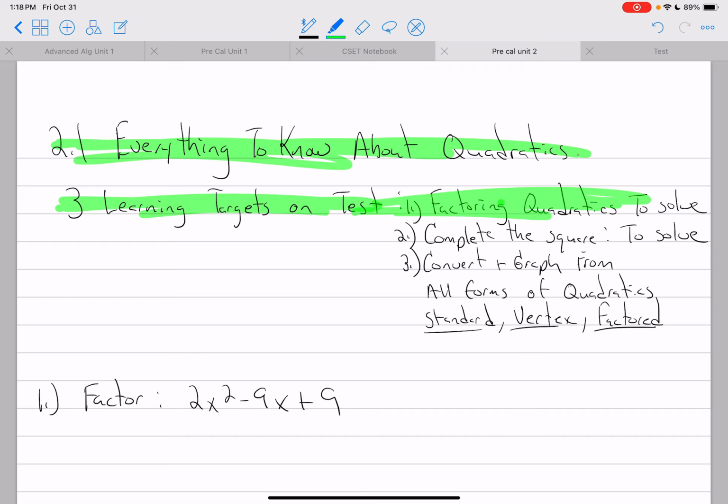1, can you factor quadratics to solve them, to find the roots, to find the x-intercepts? That's all the same thing. 2, can you complete the square to solve quadratics, to find the roots, to find the x-intercepts? All the same thing. And 3, can you convert and graph from all forms of quadratics? Meaning I can find roots, I can find x-intercepts, I know where the vertex is, I know everything.